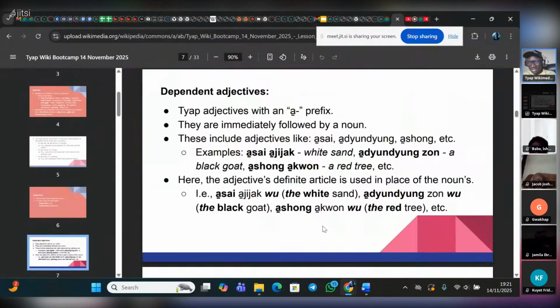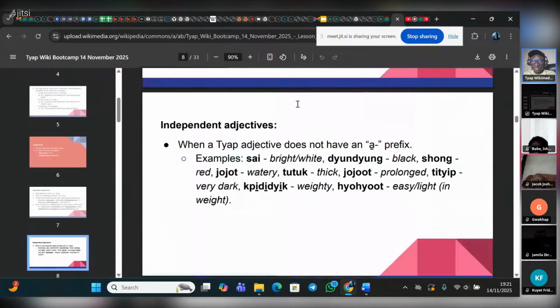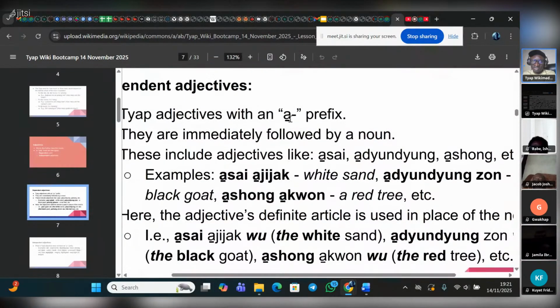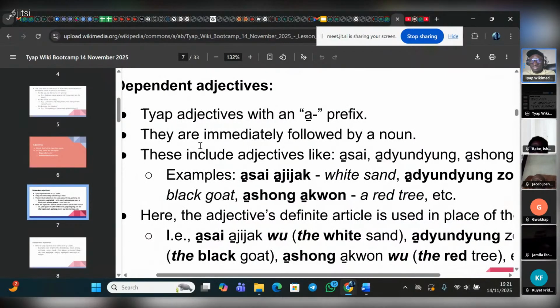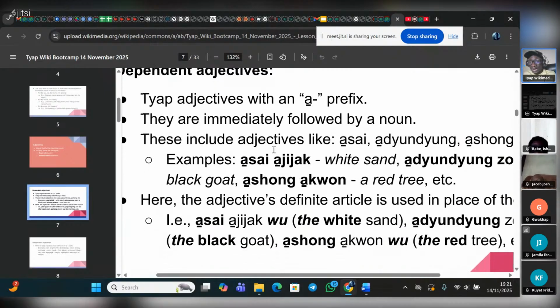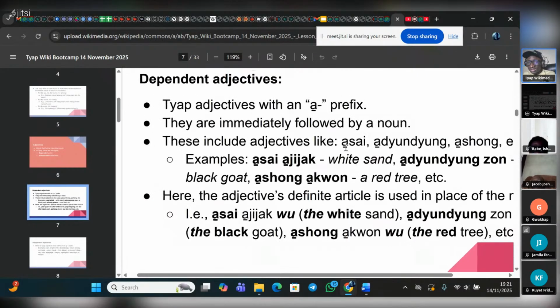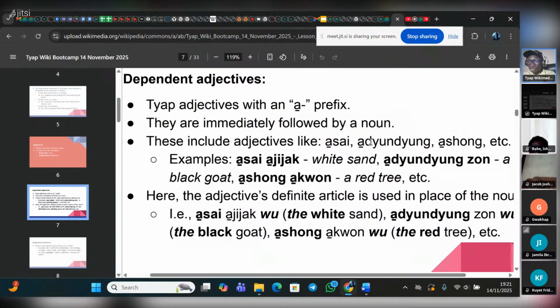The dependent adjectives are those adjectives that have the a prefix. When you look at those adjectives, you usually see them begin with the a prefix, and those adjectives are usually followed immediately by nouns. That's why they are called dependent adjectives. When we use them as they are, it may not really make much sense, so to say. But some examples of those kinds of adjectives are aside, adintu, shun, and so on and so forth.